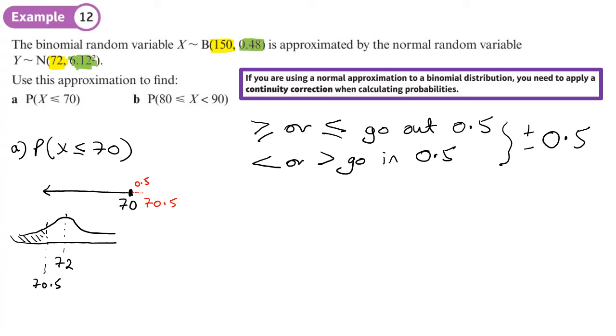0.403, so it's about 40.31%, or as a decimal 0.4032 rounded. Okay, that's part A. Part B.